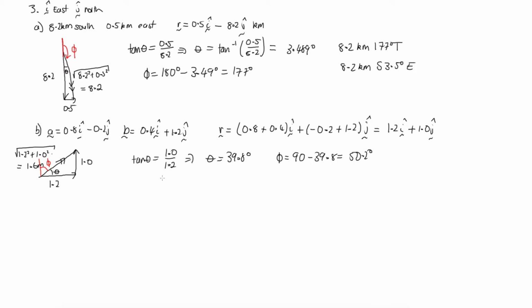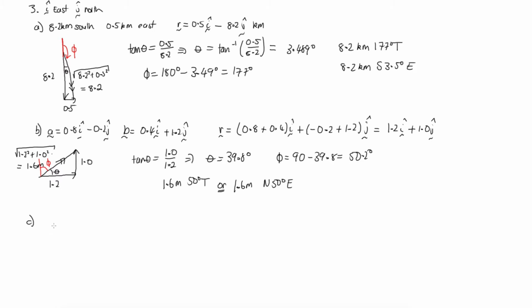So we can say, well, this will be 1.6 meters, 50 degrees T. Or again, we can express it here. In this case, it is going east of north. So we can say this is 1.6 meters, north 50 degrees east. Okay, and then one final one.